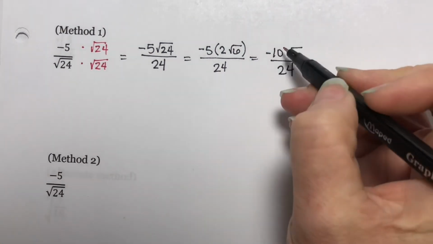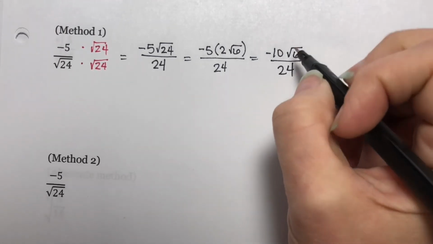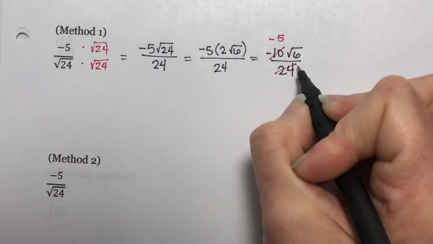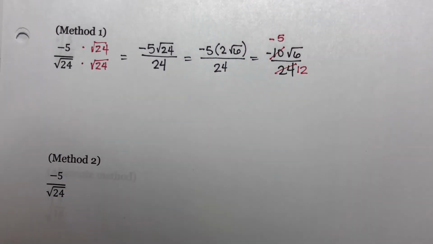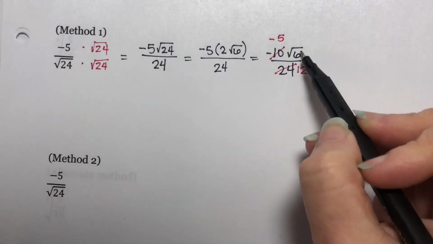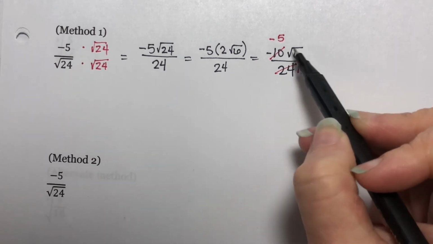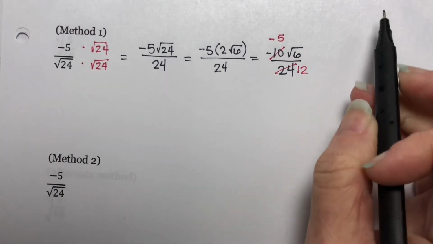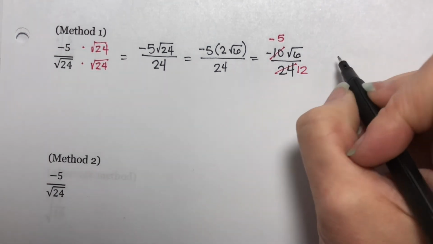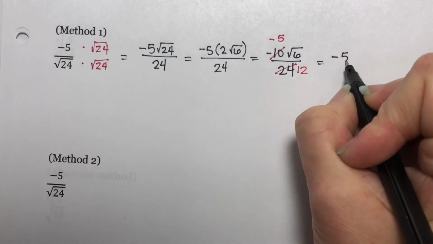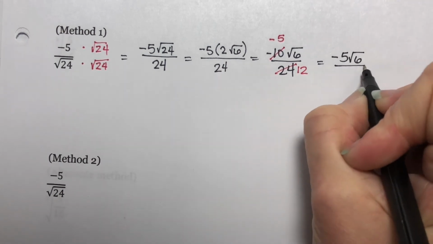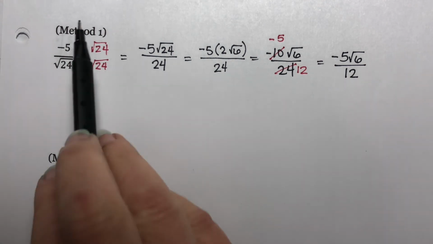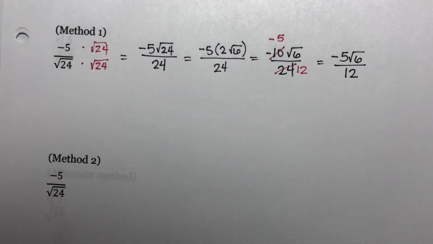Now we reduce the 10 and the 24. They're both divisible by a 2. If I divide this by 2, I get a negative 5. Divide this by 2, and I get a 12. We are not allowed to reduce this 6 and this 12 because this is not a 6. This is the square root of 6. This is going to be 2 point something ugly, and it's not going to reduce. So our overall answer is negative 5 times the square root of 6 over 12. So that's one method where you rationalize first and then simplify.